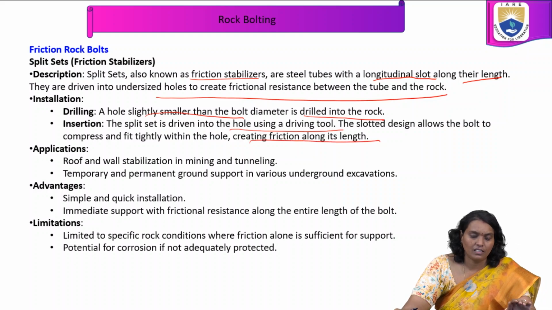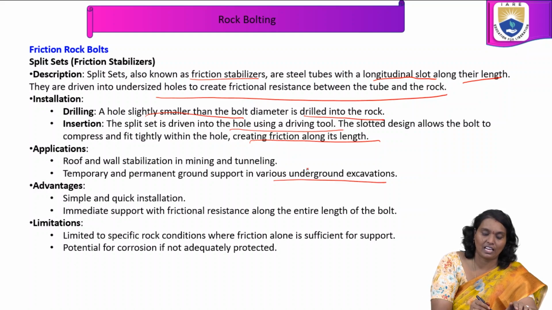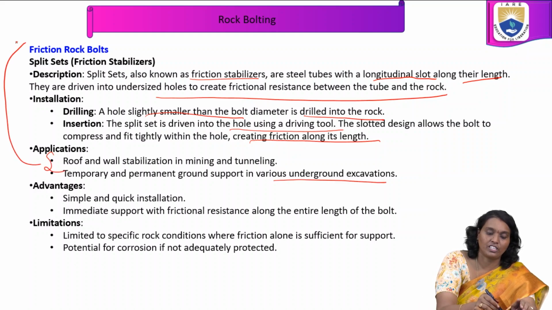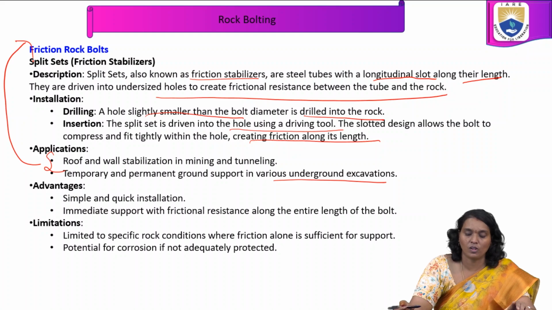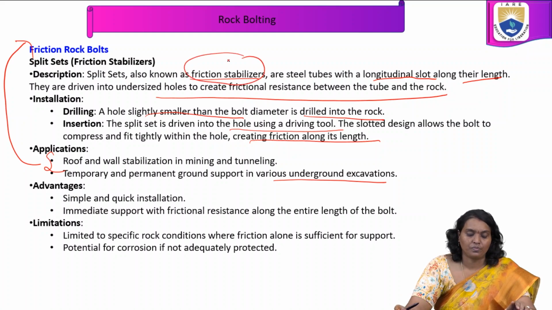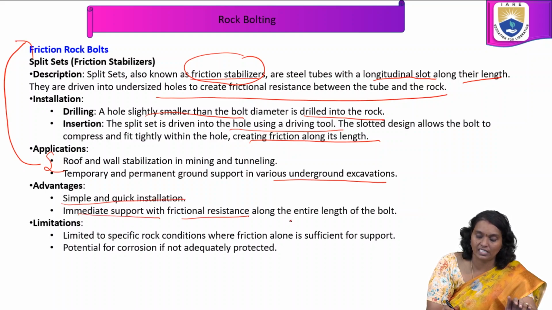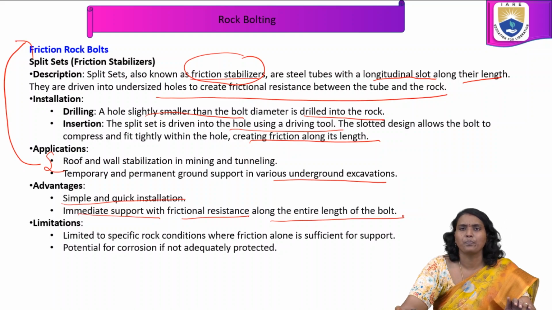The applications: roof and wall stabilization in mining and tunneling, and temporary and permanent ground support in various underground excavations are the applications for these friction rock bolts or split bolts, also known as friction stabilizers. Coming to the advantages of friction stabilizers: simple and quick installation, and also immediate support with frictional resistance along the entire length of the bolt.